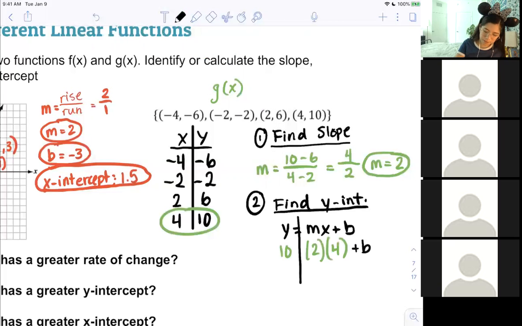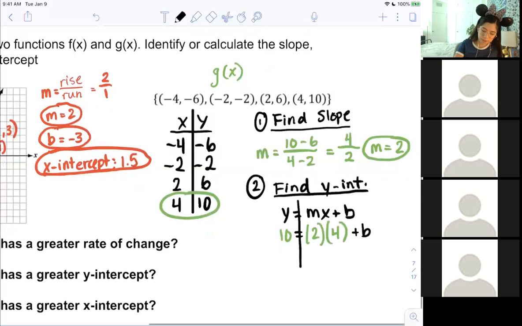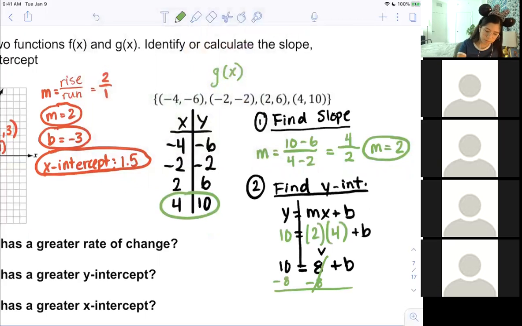Plus b. So I plugged in everything except for b, and now I'm going to solve. I have to multiply. What's 2 times 4? 8. How do I get b alone? Subtract 8 from both sides. So what's 10 minus 8? 2. So that's my answer. 2 equals b. So b equals 2.